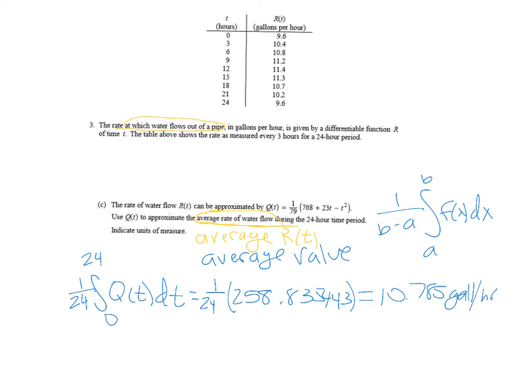This is over hours, and the integral of gallons per hour is gallons, so the answer is in gallons per hour. It says approximate the average flow, indicate units of measure: the average rate of water flow from 0 to 24. Does it say explain? No. So that's it. We're done.